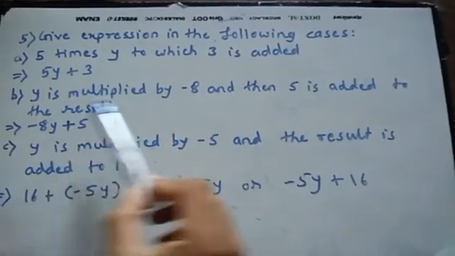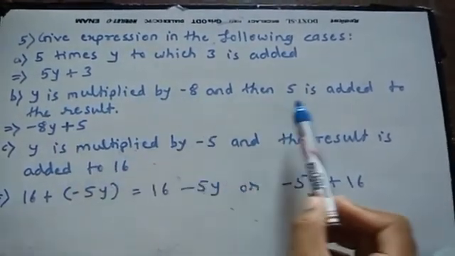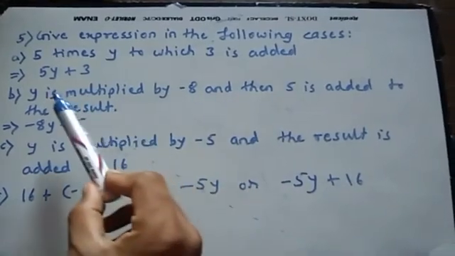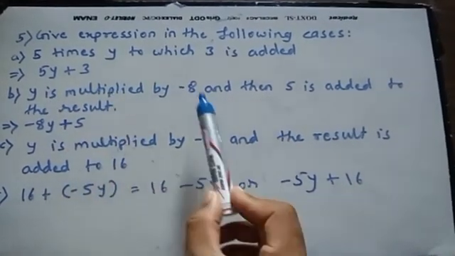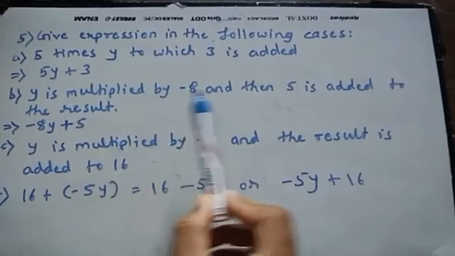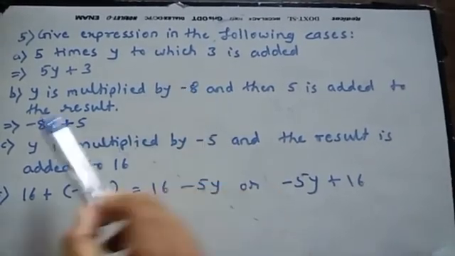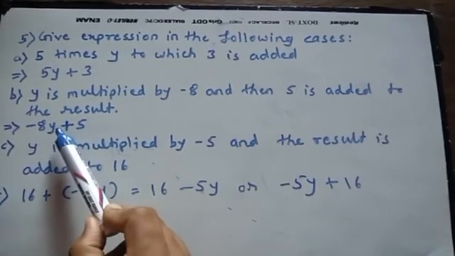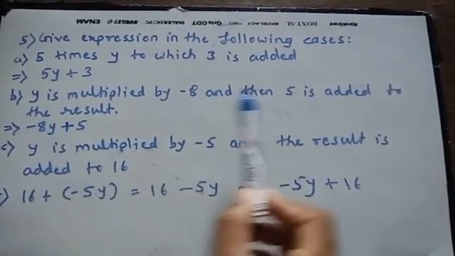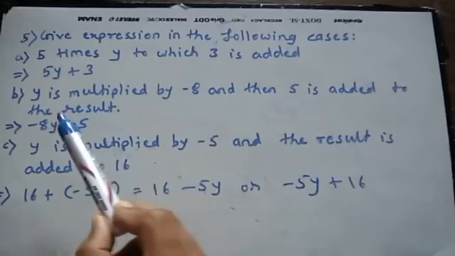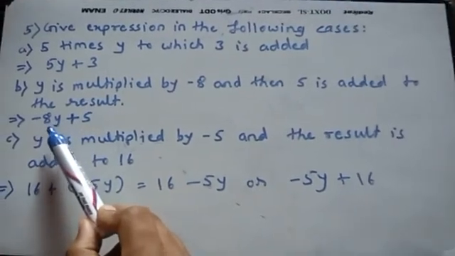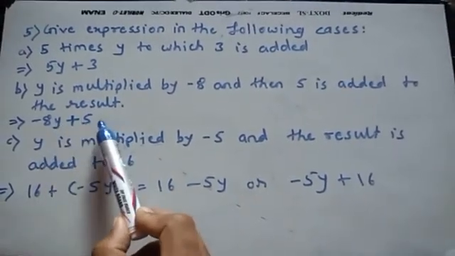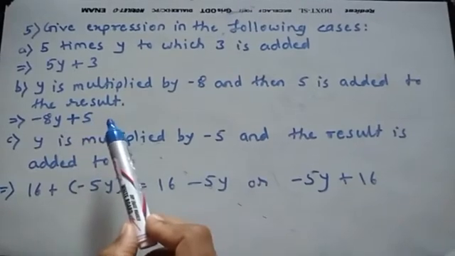Next, y is multiplied by minus 8 and then 5 is added to the result. First what is given? y is multiplied by minus 8. So multiply y and minus 8. So I already told, first sign will come, then 8 will come, and then y will come. Okay, so minus 8y. Then 5 is added to the result, in that result means in minus 8y we are going to add 5. Now minus 8y plus 5 is the expression for this.